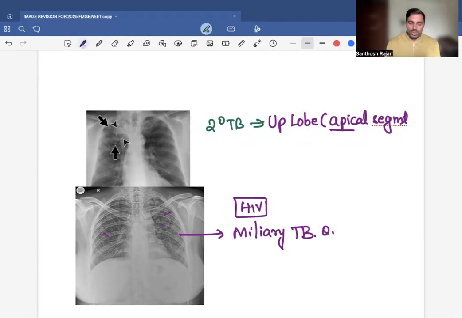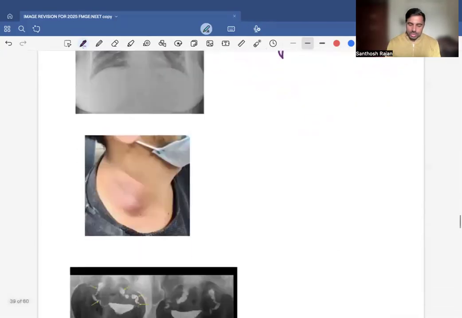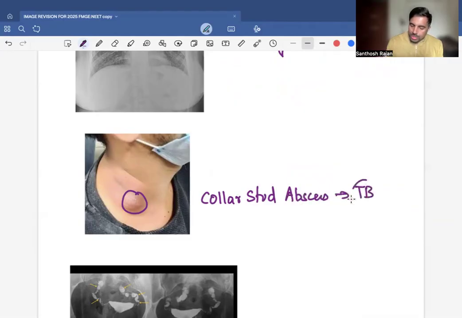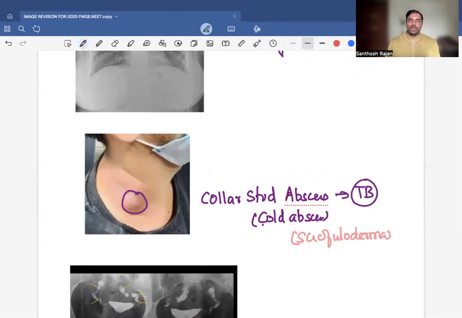This is another one you'll study more in medicine and pediatrics. This is a collar stud abscess by TB. If they ask what is causing it, TB. Sometimes people call it a cold abscess also, that's also right. Scrofuloderma is also right. They are all related to TB only, Mycobacterium tuberculosis.